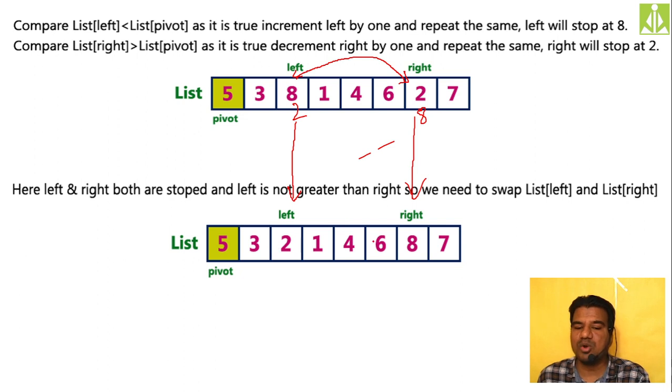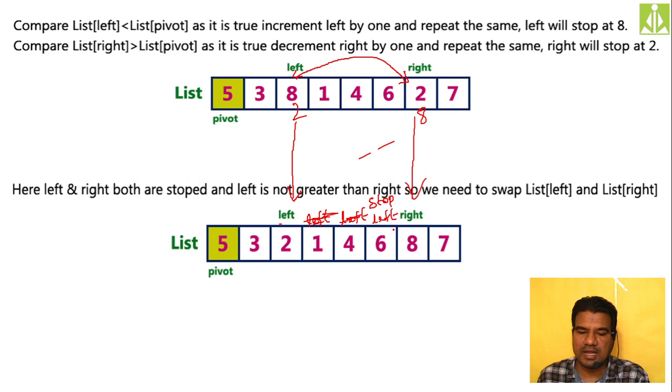After swapping, one more time you perform the same thing. First we do it with left. 2 will be compared with 5, it is lesser, so left will come over here. Again, 1 is compared with 5, it is lesser, so left will come over here. 4 is compared with 5, it is lesser, so left will come over here. And 6 compared with 5 is greater, so left will stop at 6.